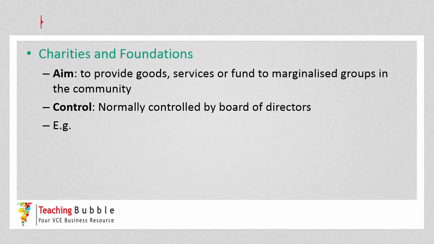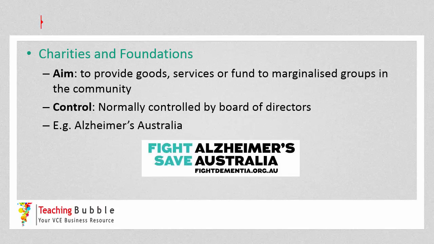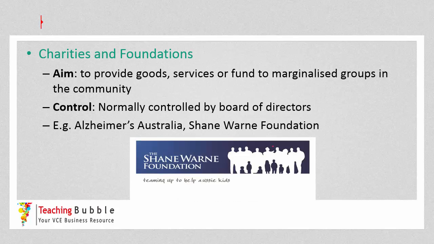Finally, we have our charities and foundations, and their aim is to provide goods, services or funds to marginalised groups in the community, and they're normally controlled by a board of directors. I'm sure lots of you have given to a charity before. You're giving money to help out marginalised groups, and that's what they do. An example of a charity is Alzheimer's Australia, which collects money and then helps provide services to families that are suffering, whether they've got a family member suffering from Alzheimer's. And the Shane Warne Foundation is a common foundation where they raise money to help Aussie kids.